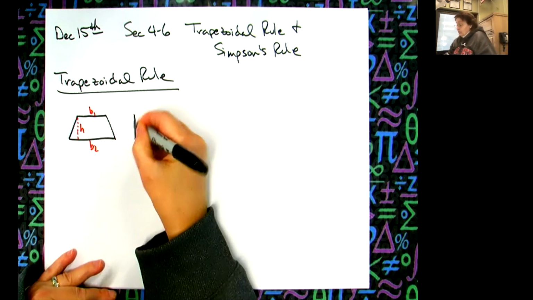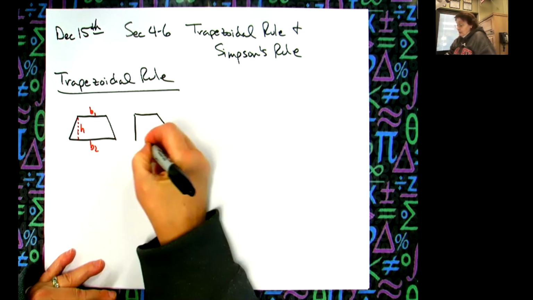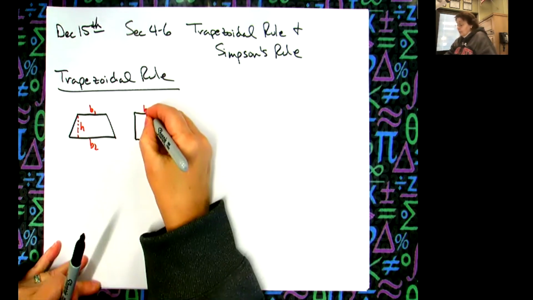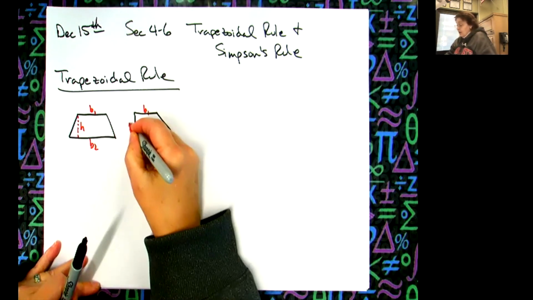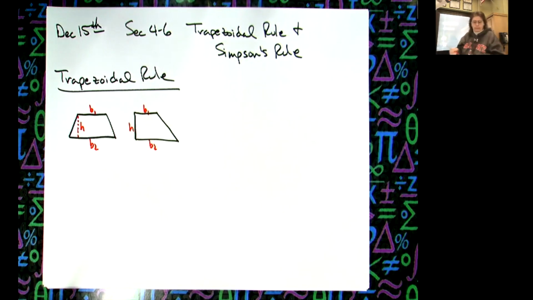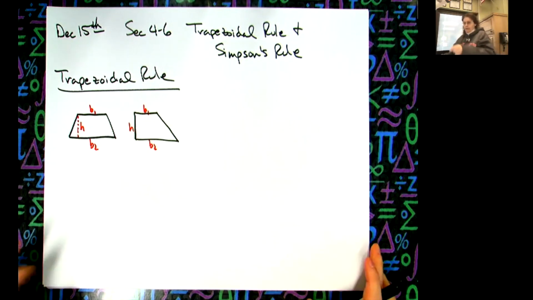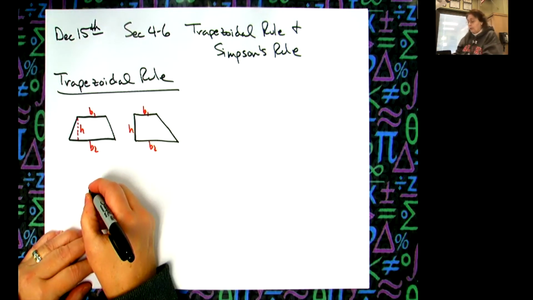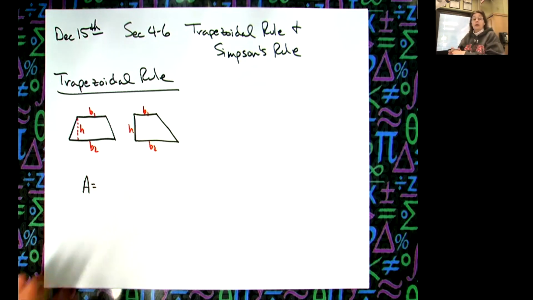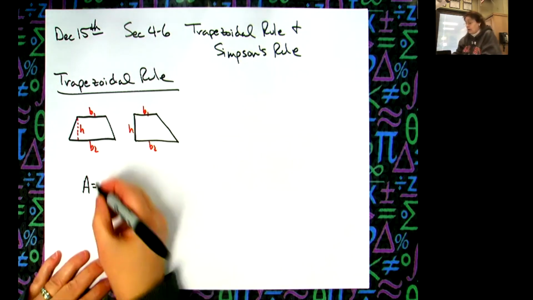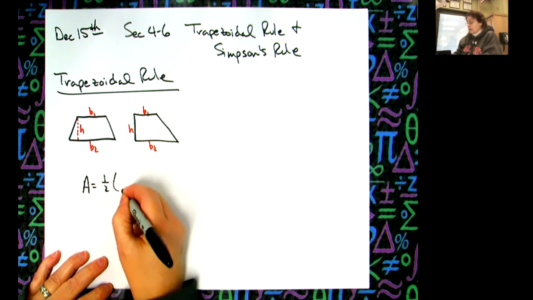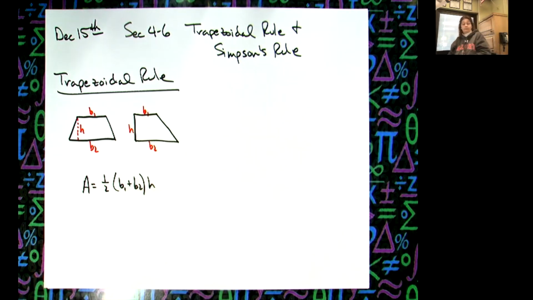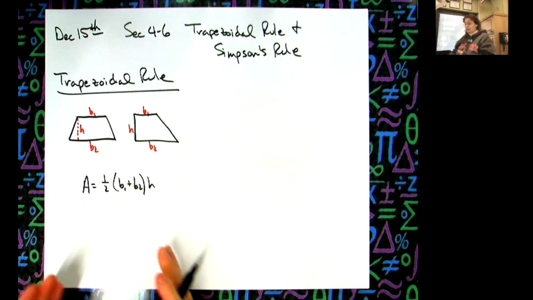I could also do it like this. There's nothing that said these two sides had to be at an angle. Again, my two parallel sides, there's my first base, there's my second base, and here's the height. So that's the basic trapezoid. Now, assuming that you do not have the area of a trapezoid memorized, there are a couple of different ways to write the formula. Because of the way we're going to do this in calculus, I like to write 1/2 times the sum of the bases times the height. That's the area of a trapezoid.